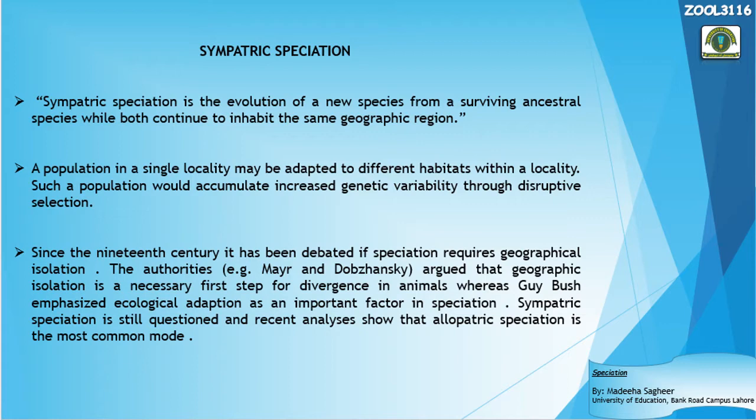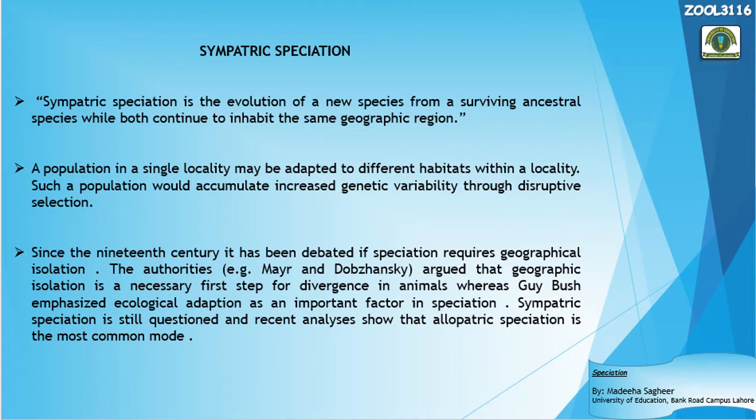Well, some evolutionists and taxonomists debated that geographic isolation is a very important or necessary step in speciation, in the formation of a new species. But here, one scientist whose name was Guy Bush emphasized ecological adaptation as an important factor in speciation. So this is the requirement of sympatric speciation.